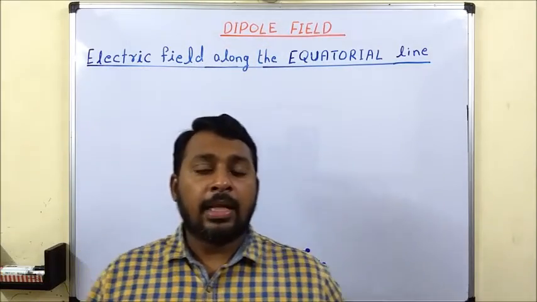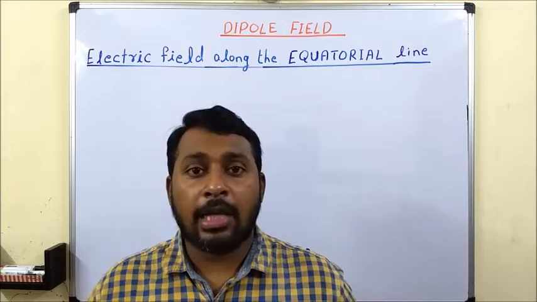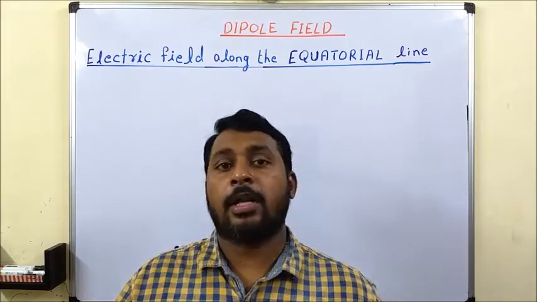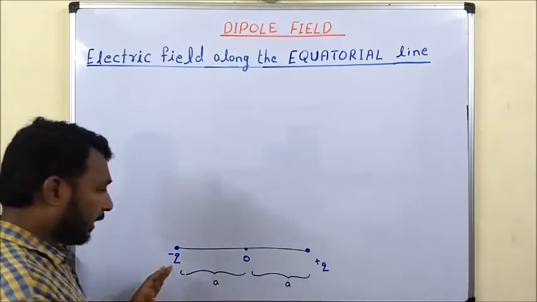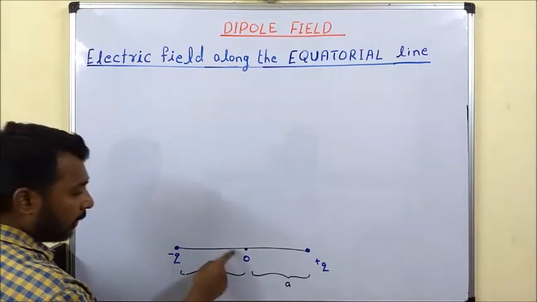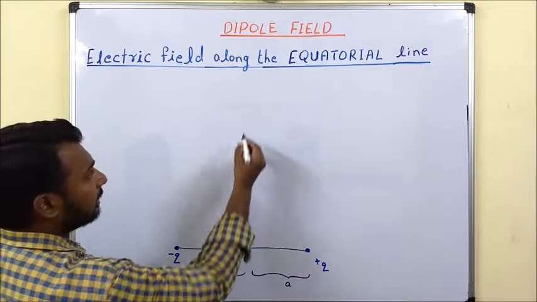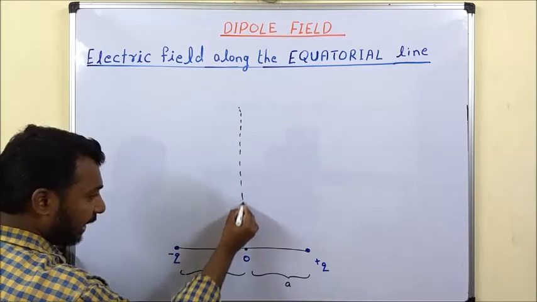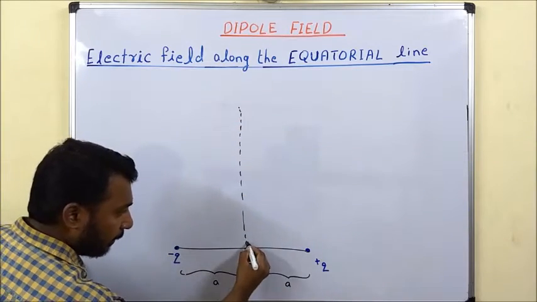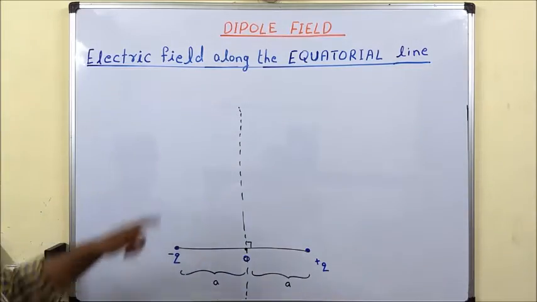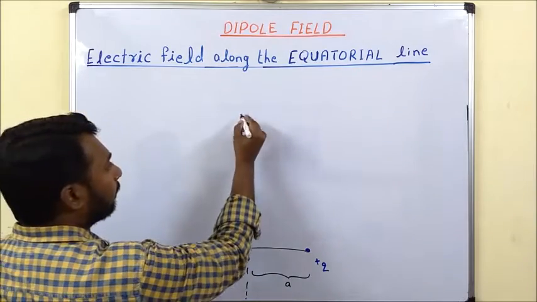Next is electric field at any point along the equatorial line of a dipole. So look at this. Here we have a dipole. O is the center of the dipole. Now the equatorial line means any line which is passing through the center of the dipole and is perpendicular to the dipole axis. So this is an equatorial line.